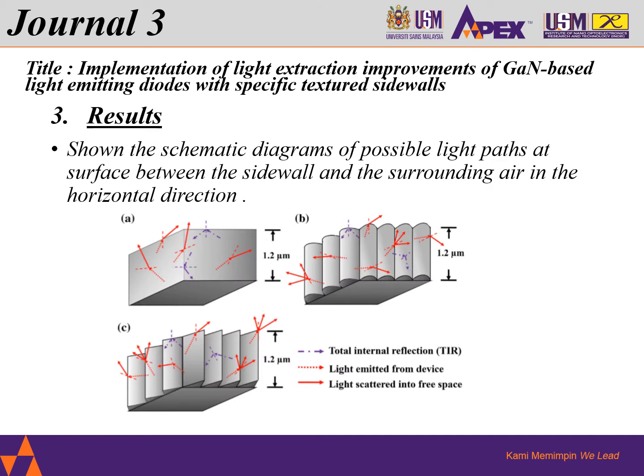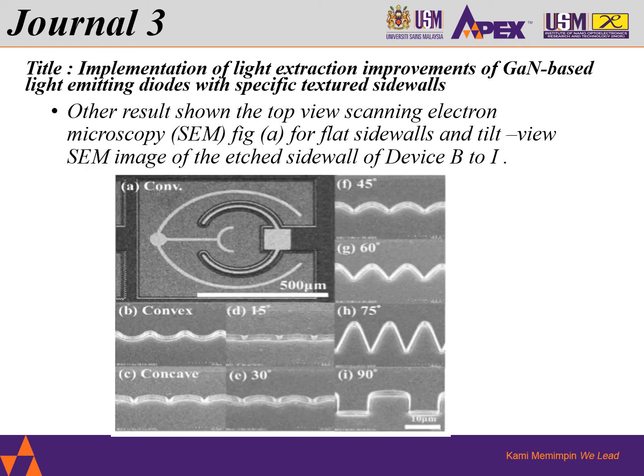Here are the results of the journal paper. We can see, based on the schematic diagram below, the possible light path from the surface of the sidewall and the surrounding air into the horizontal direction. Another characteristic that we performed is scanning electron microscopy, we call SEM, based on picture A for the flat sidewall, and the tilted view SEM for the etched sidewall for device B and also to I.